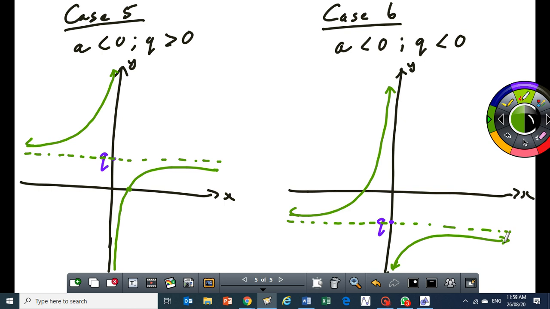Okay? So in this grade, if you are given any question on the hyperbola in terms of the graph, you are going to encounter any one of the 6 graphs that I just drew. Any one of the 6. Okay? The shape is going to look like any one of the 6 that I just told you about.